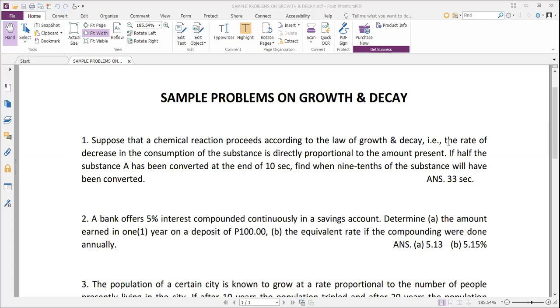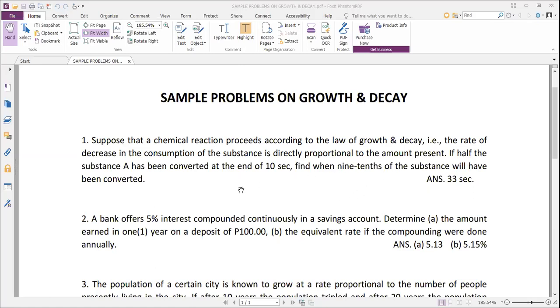If you're going to understand properly the phrase, the rate of decrease in the consumption of the substance being directly proportional to the amount present, that is the same as decay. So the rate at which the amount of any substance is decreasing is directly proportional to the amount present. So that's a decay problem.